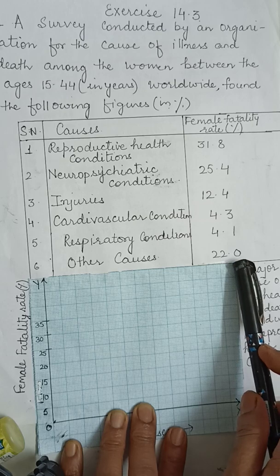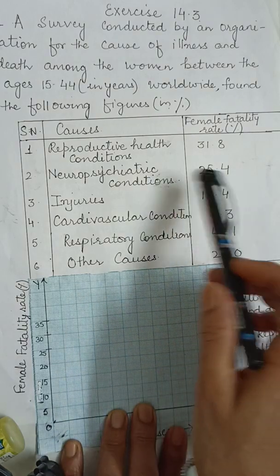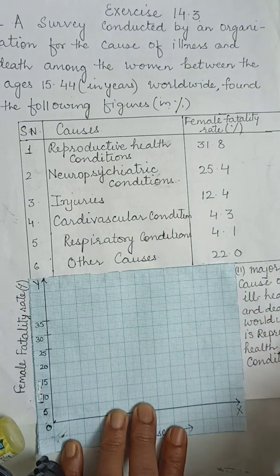Now represent the information given above graphically. Children, read the question from the book. Which condition is the major cause of women's ill health and death worldwide? Try to find out, with the help of your teacher, any two factors which play a major role as a major cause of women's ill health and death worldwide.